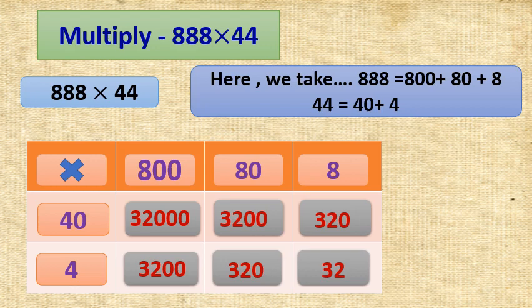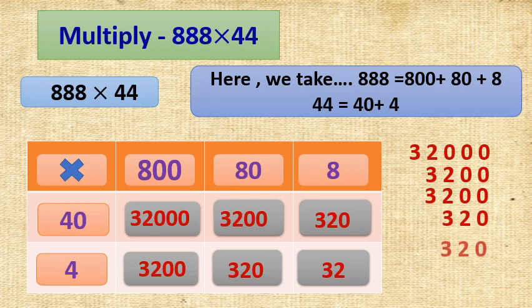See, here we will add all these numbers. We will first write 32,000, then 3,200. Again one more 3,200 is there. Then 2 times 320 is there. Then 1 time 32. Correct?